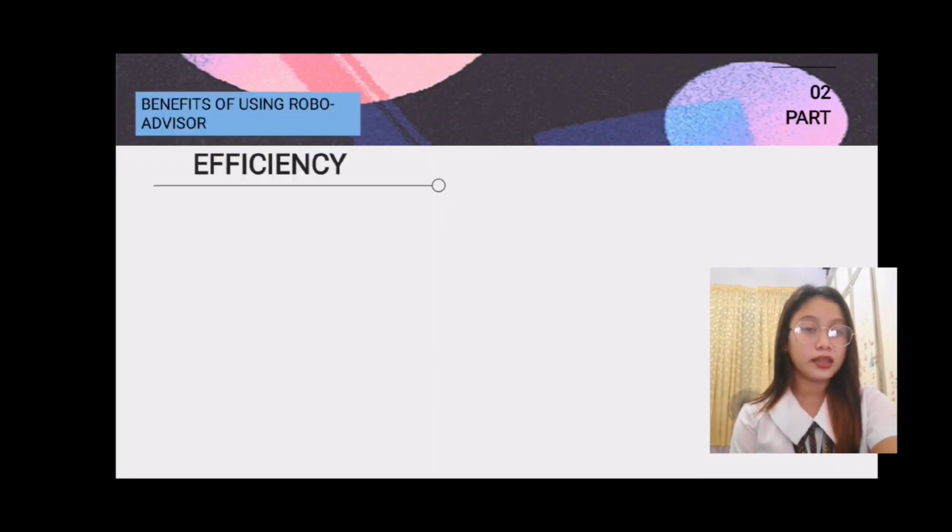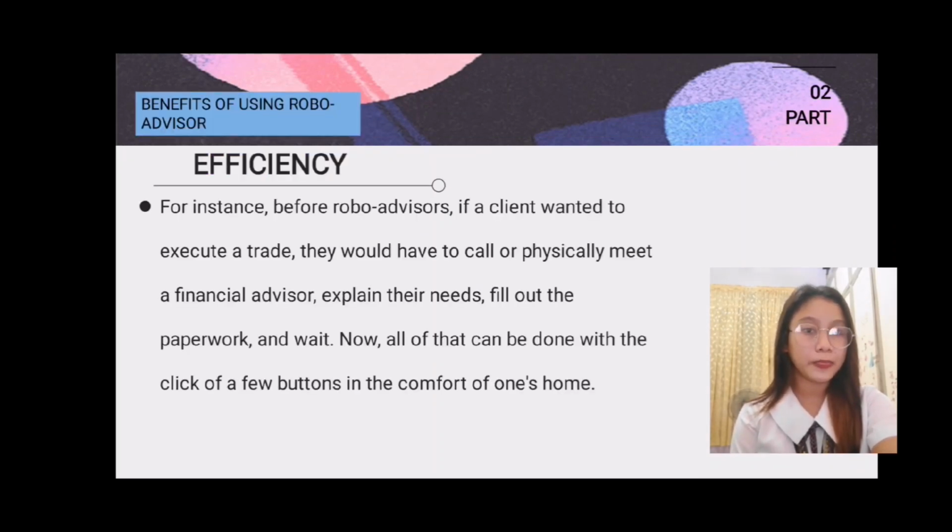And the efficiency. For instance, before robo-advisors, if a client wanted to execute a trade, they would have to call or physically meet a financial advisor, explain their needs, fill out the paperwork, and wait. Now, all of that can be done with the click of a few buttons in the comfort of one's home.